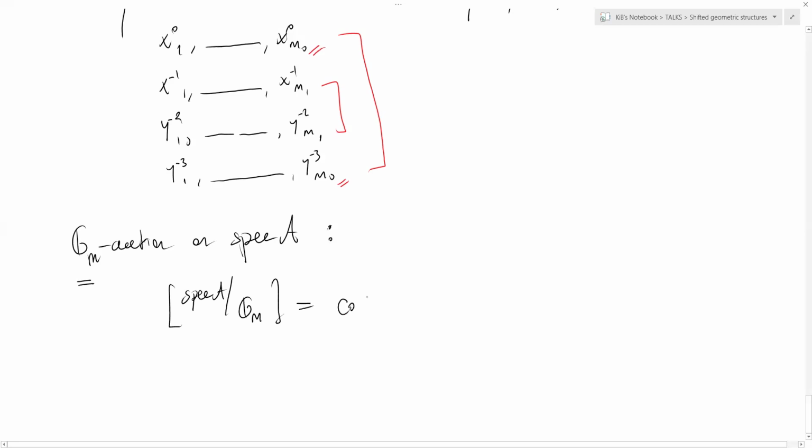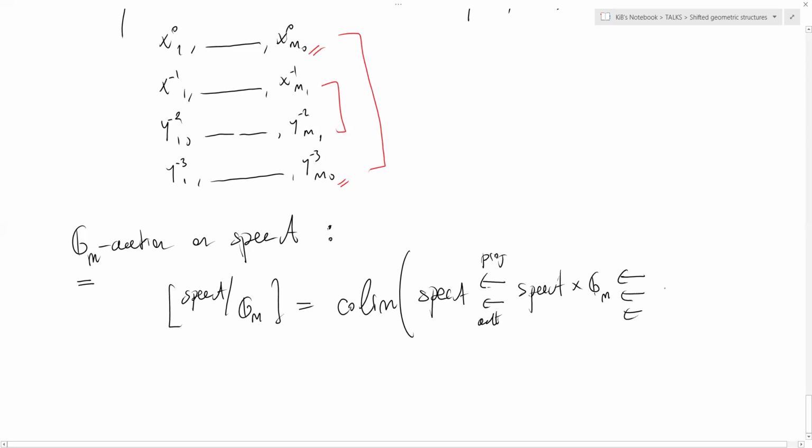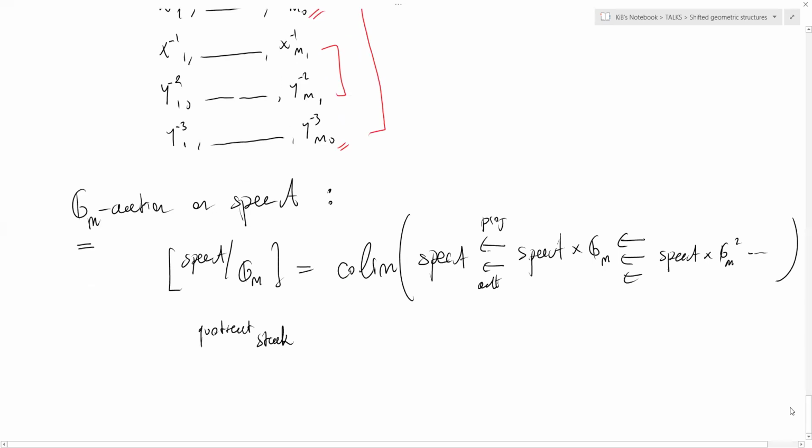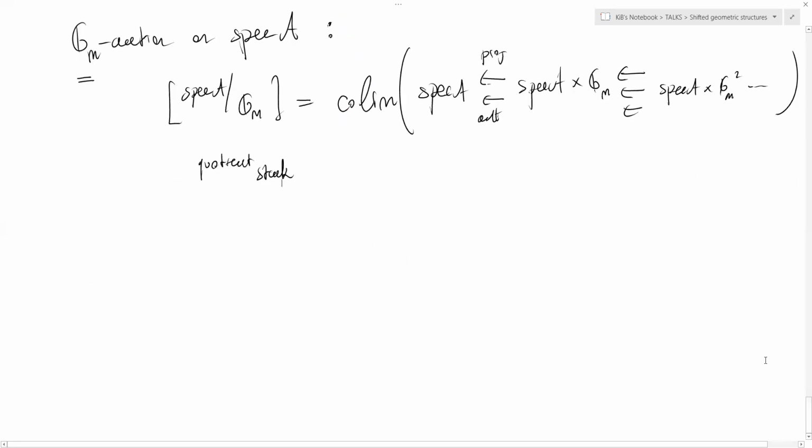which is by definition just the colimit of the following diagram. So you have spec A. Of course, you have two natural maps. One of them is the projection map. The other one is the action itself from spec A times GM to spec A. Right? And you just keep writing the same diagram. So spec A times now GM squared, and it goes like that. Okay. And the colimit of this thing is the quotient stack. Okay. So using the GM action, it is like projectivization of the cotangent bundle, if you want some analogy. And therefore, you have the natural quotient map from spec A to spec A quotient GM, a natural scaling action.